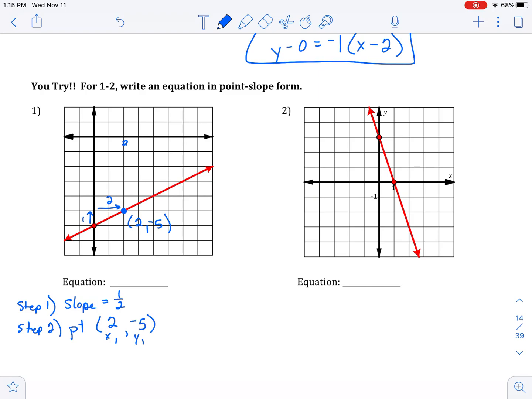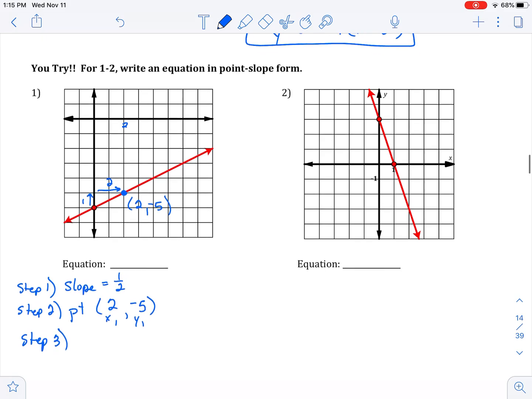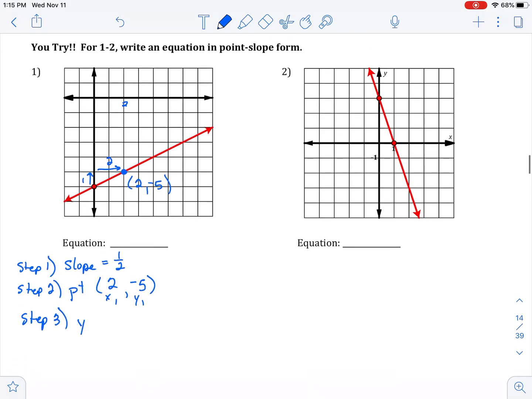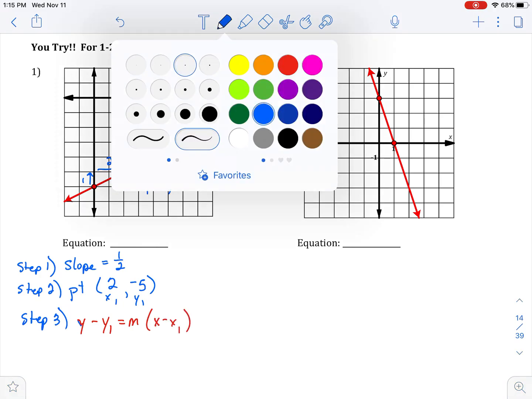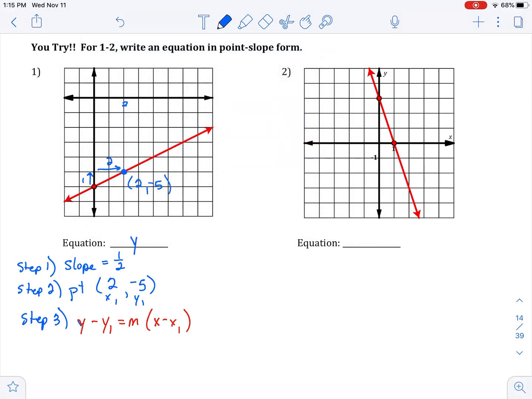Step 3, we're going to write it by substituting in to point slope form. As we do this, I'm going to write this directly on the answer line here. So it's y minus the y coordinate, which is y minus a negative 5, equals my slope, which was 1/2, multiplied by x minus the x coordinate, which was a 2.